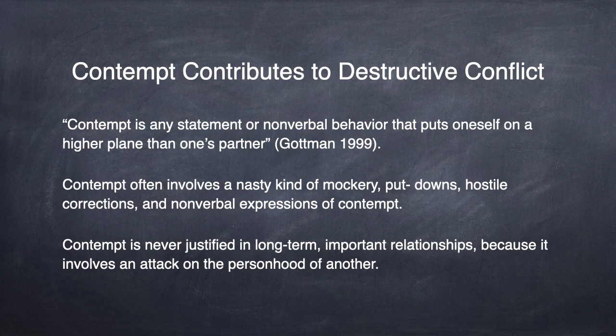Contempt is never justified in long-term important relationships because it involves an attack on the personhood, what we call ad hominem attacks. You attack the person and who they are rather than trying to discuss and have conversations about behaviors, attitudes, beliefs, and so forth.